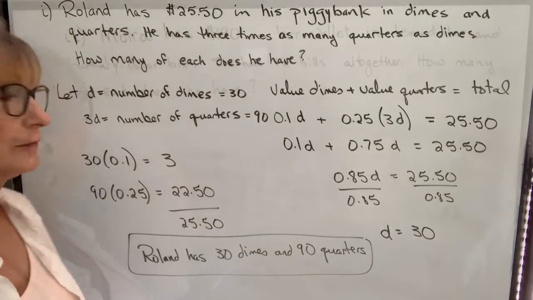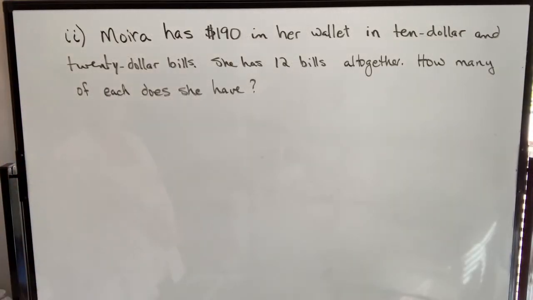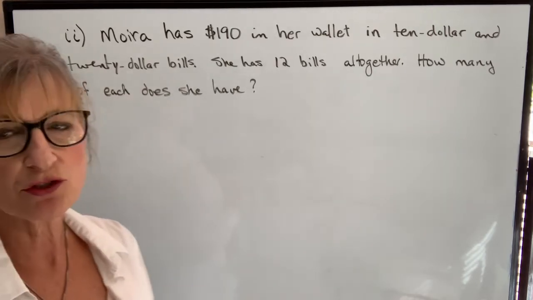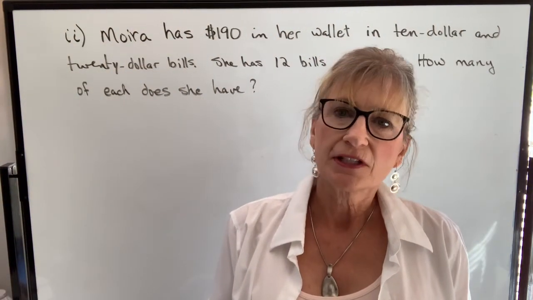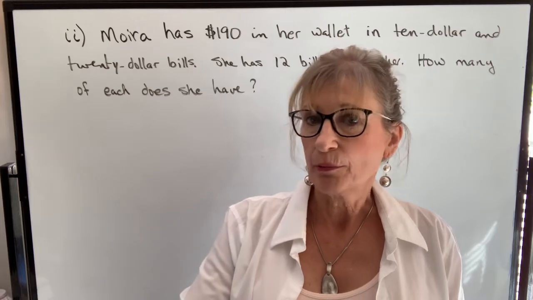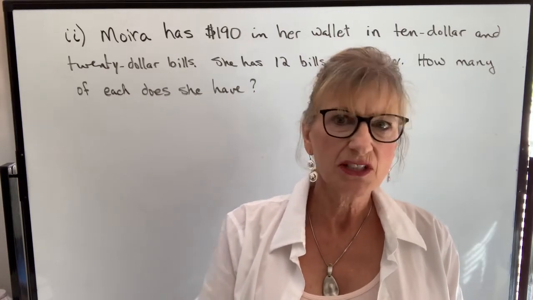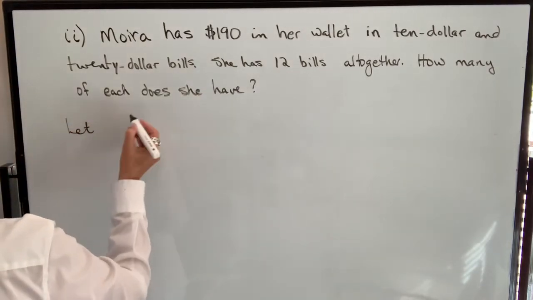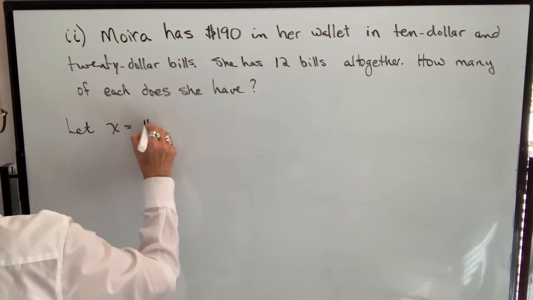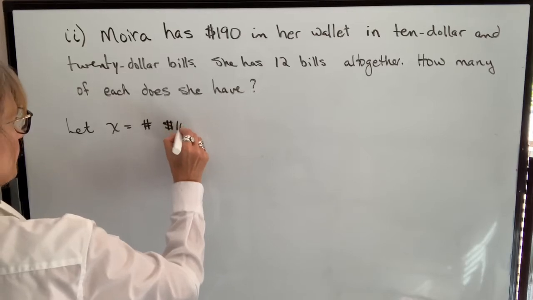Let's take a look at a few more. It says Moira has $190 in her wallet in $10 and $20 bills. She has 12 bills altogether. How many of each does she have? So again, we have a situation where we have 2 things that we don't know, and we're going to have to decide, do we let our variable be the number of $10 bills or $20 bills? It really doesn't matter. So I'm just going to let X equal the number of $10 bills.